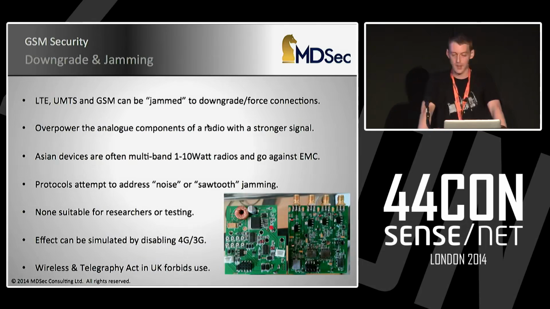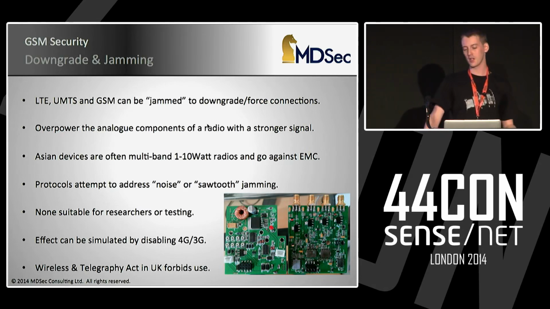So, downgrade and jamming. It's kind of known that in the event that the newer networks, 3G and 4G, become unavailable, your phone will still revert back and obtain a signal however it can, so it will go back to 2.5G. So these environments can be jammed. You can downgrade and force a connection.